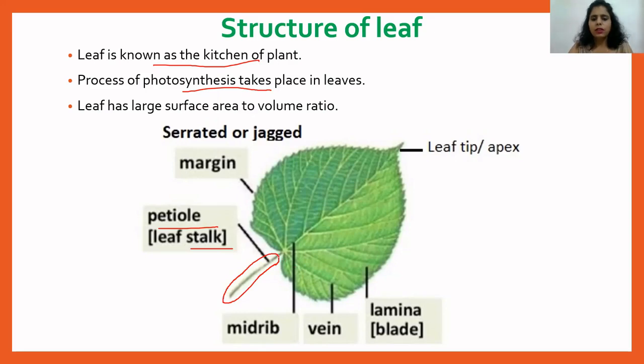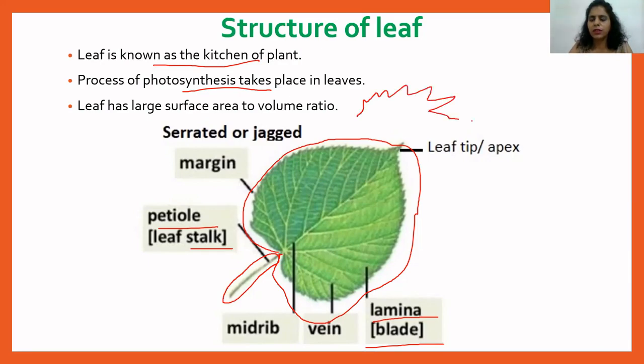After this petiole comes this flat green color structure, this flat green color body. This entire flat green body is known as lamina or leaf blade. So remember, it can be called lamina or it can be called leaf blade. Now every leaf always has a margin. Here you can see the leaf has a zigzag margin. This type of zigzag margin is known as jagged or serrated margin.